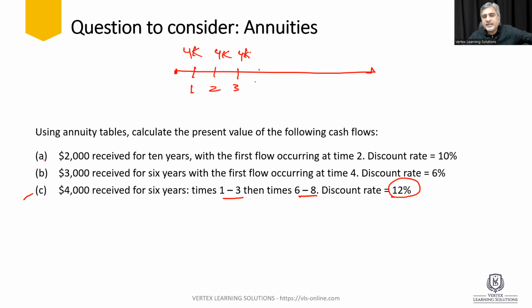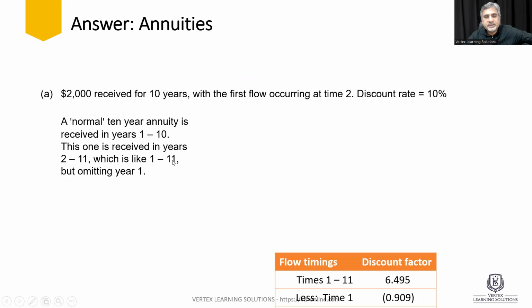Then you don't get anything in year 4 and year 5, but you get in year 6, year 7, and year 8 again, 4K each. So these are non-conventional cash flows, not happening in the same amount in the same period. There is some break. So you've got a 3 year annuity here and a 3 year annuity here. So you need to find out these. Yeah, we can do it. Let me show you how to do these.